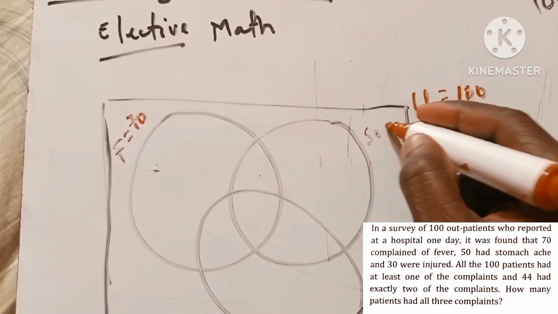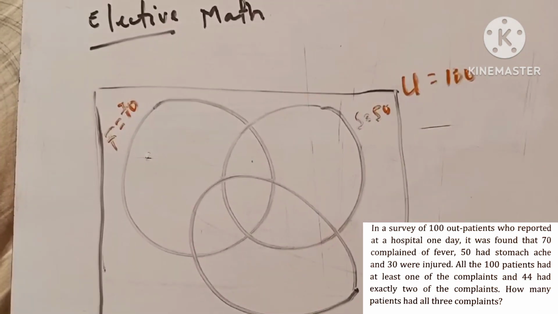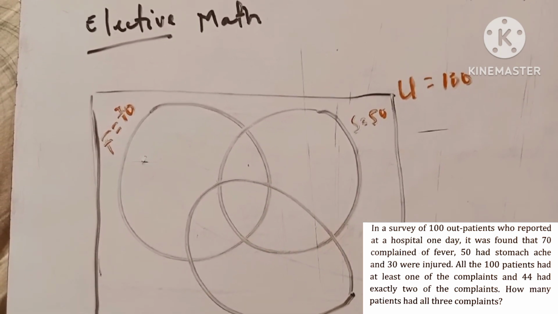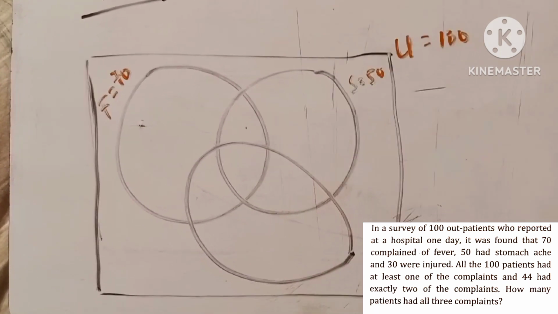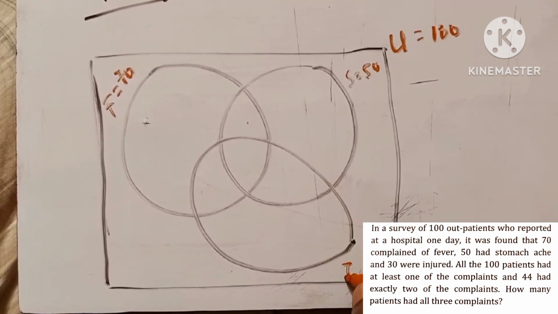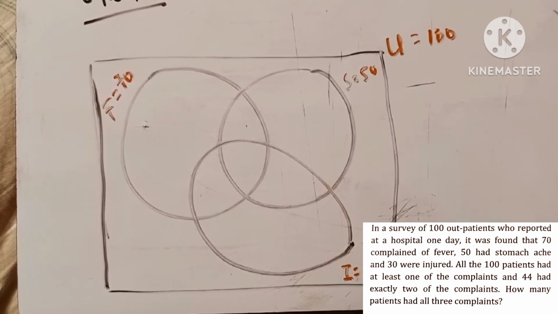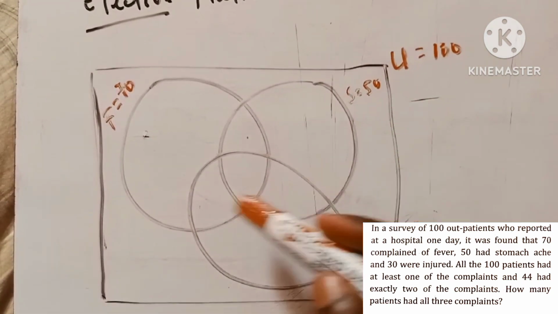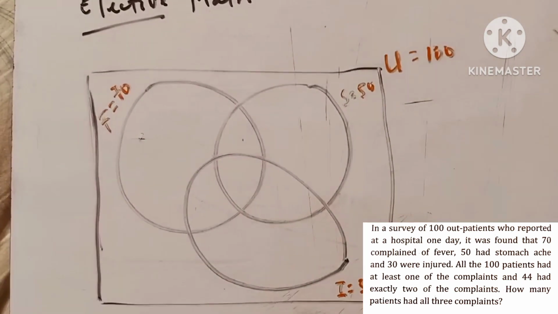So here we can say that this is equal to 50. And then finally we have those that are complaining, or maybe those that are injured, right? So according to the question, that is the I here, injured people. How many are they? 30. Is that okay? So 30. So you have 70, 50, and then 30.